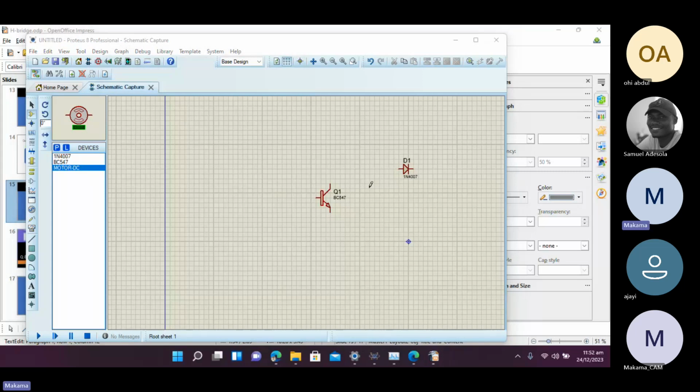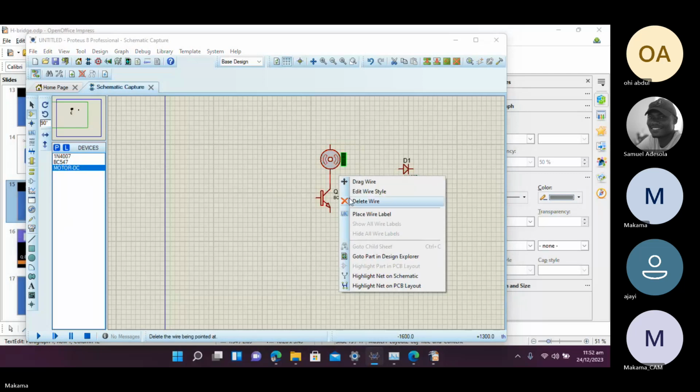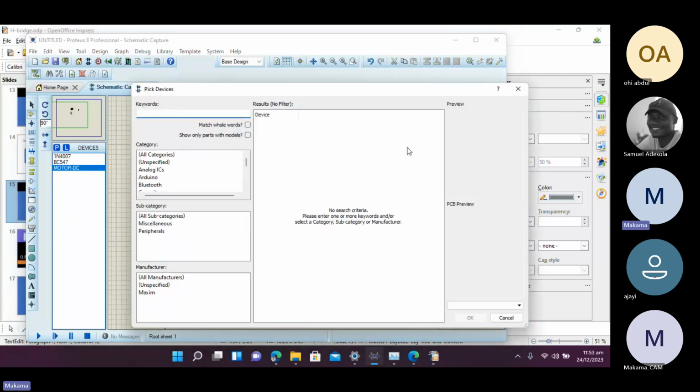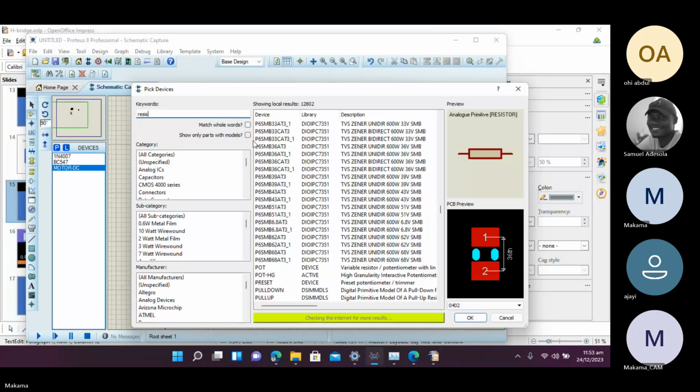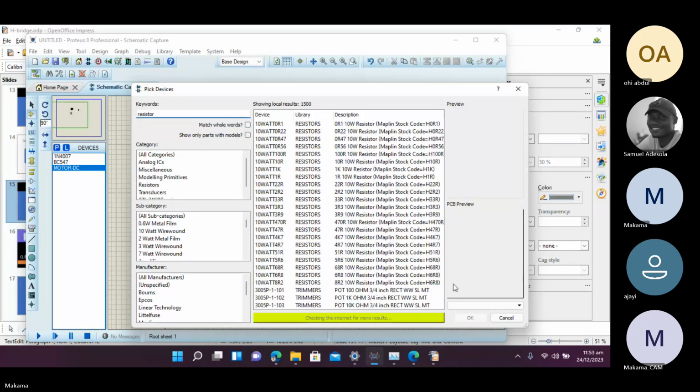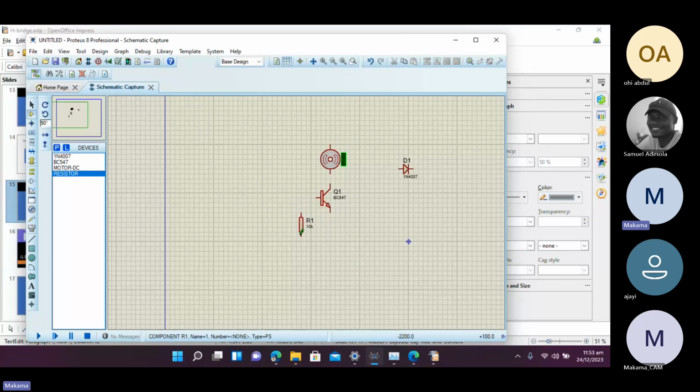So the next thing you need is your motor. I can rotate it. Okay, you need your motor. Just connect your motor. Let me delete it, because we need to finish importing our devices first. Then let's say we need a resistor. We need a resistor, then a ground and power. You need a power and you need a ground.